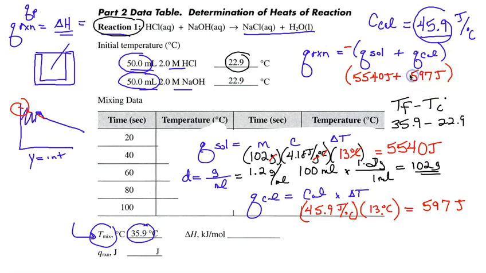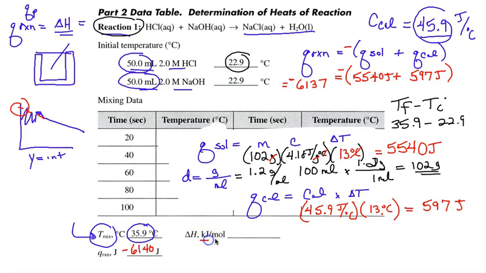Add these two guys together. 597 plus 5540, and you get 6137. Now hold on, these were all positive values, I've got to throw a negative in front. So Q of the reaction is going to equal a negative. Okay, now the Q of the reaction is a negative 6140 joules.